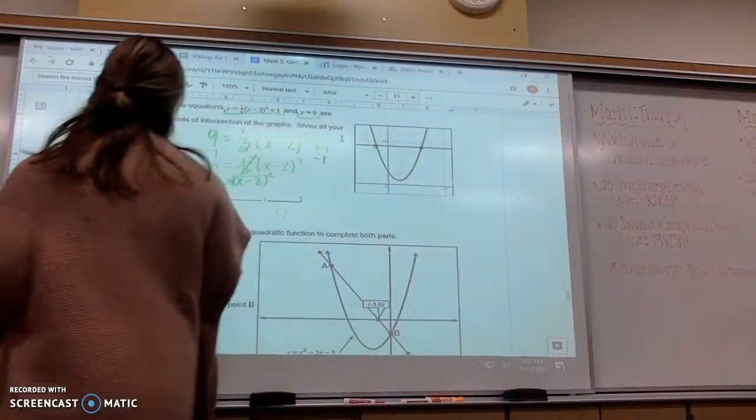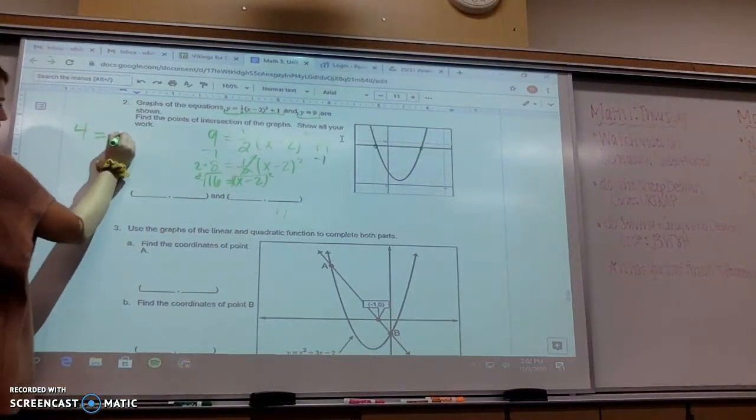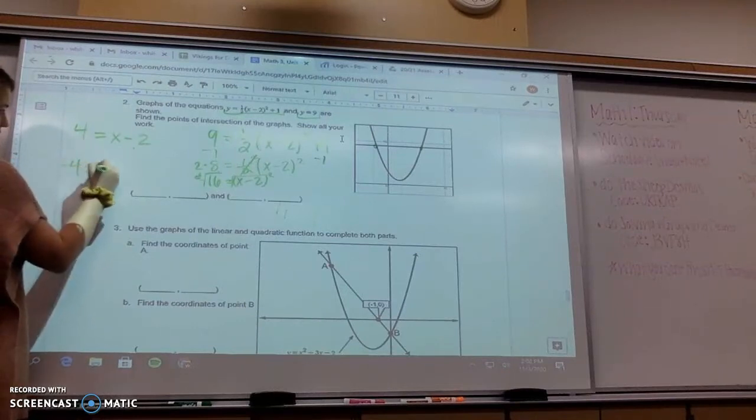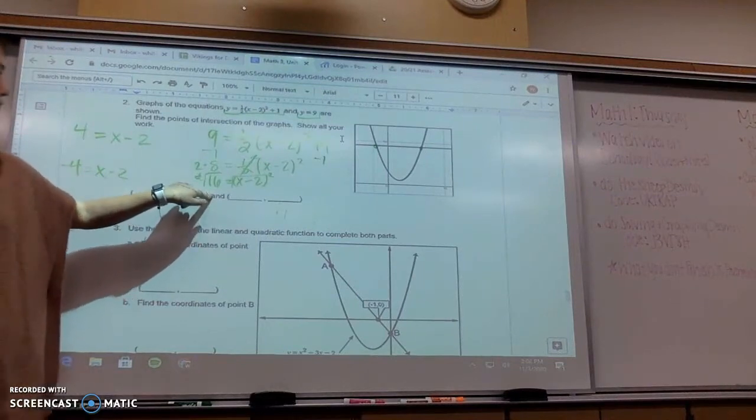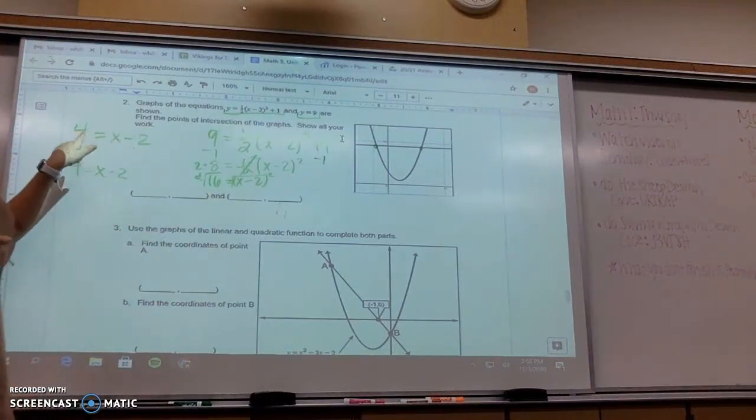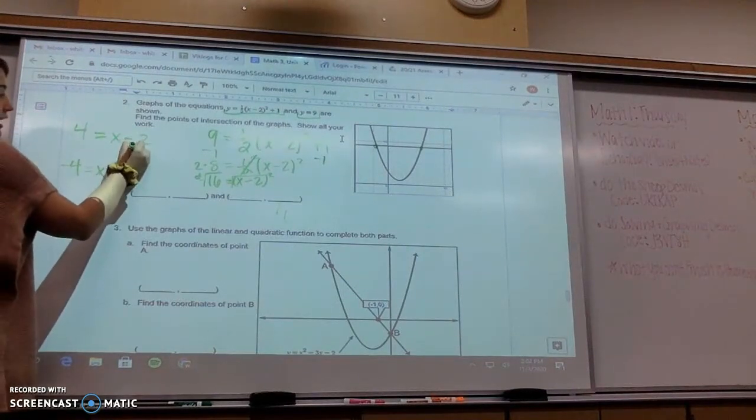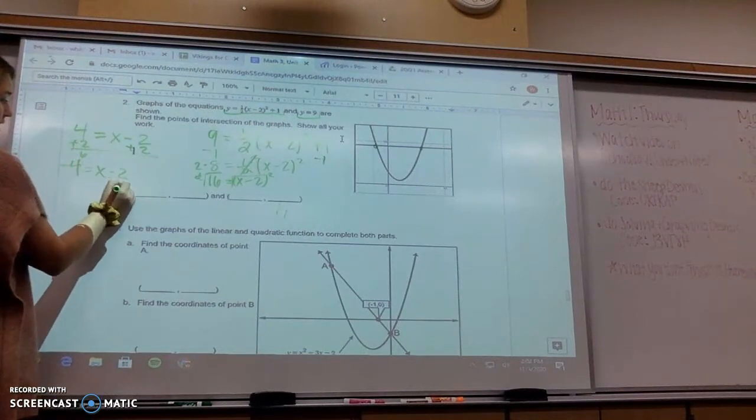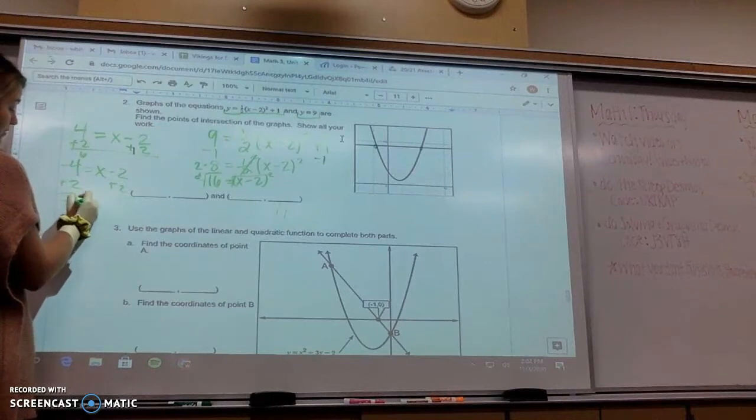So I'm going to write this over here. So we get the equation 4 is equal to x minus 2, and we get the answer -4 is equal to x minus 2. So the square root of 16 is 4 and -4. I just plug that into here. So now I have 2 equations. I got 2 answers, so now I have 2 equations. Add 2, add 2, I get 6. Add 2, add 2, I get -2.